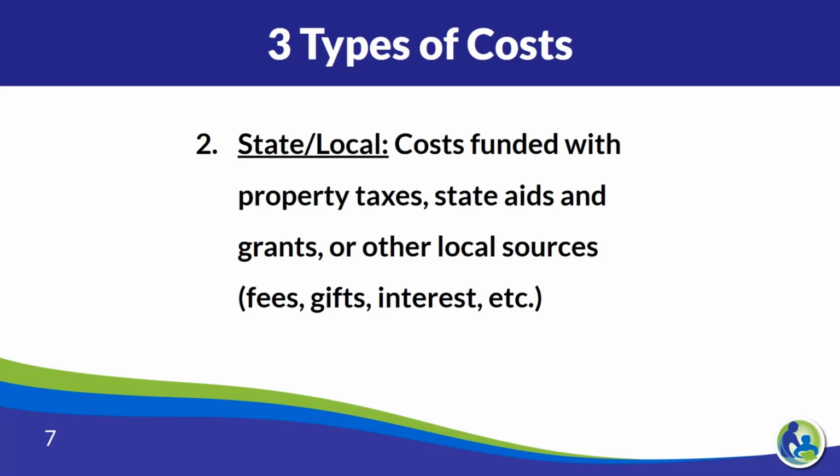The second type of costs are state or local costs, and that's everything that's funded with property taxes, state aid, state grants, student fees, gifts, bank interest, all those different funding sources that a district can have.